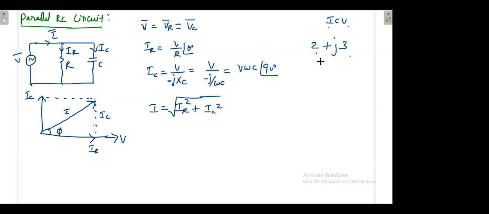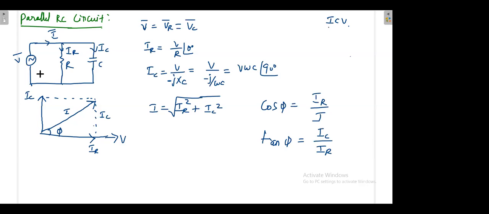So what you have to understand there, if there is no J term, then that is the current across the resistance. If there is a J term, then that means current through either inductor or capacitor. That is the idea. Now we have calculated I, then what is cos phi? Cos phi is equal to IR divided by I. What is tan phi? Tan phi is equal to IC divided by IR.